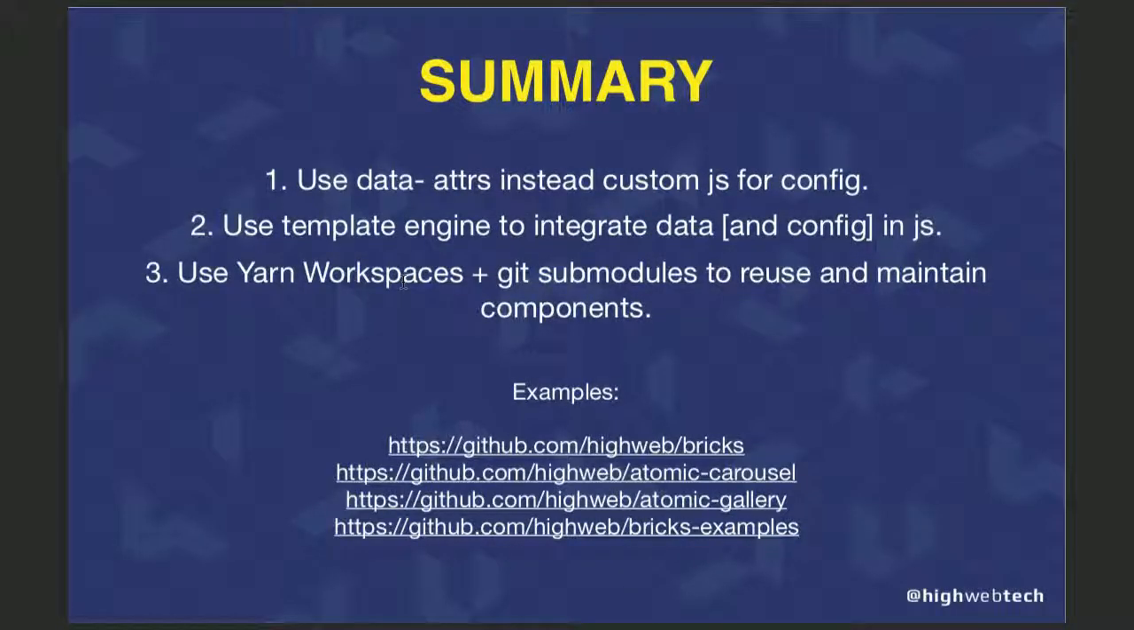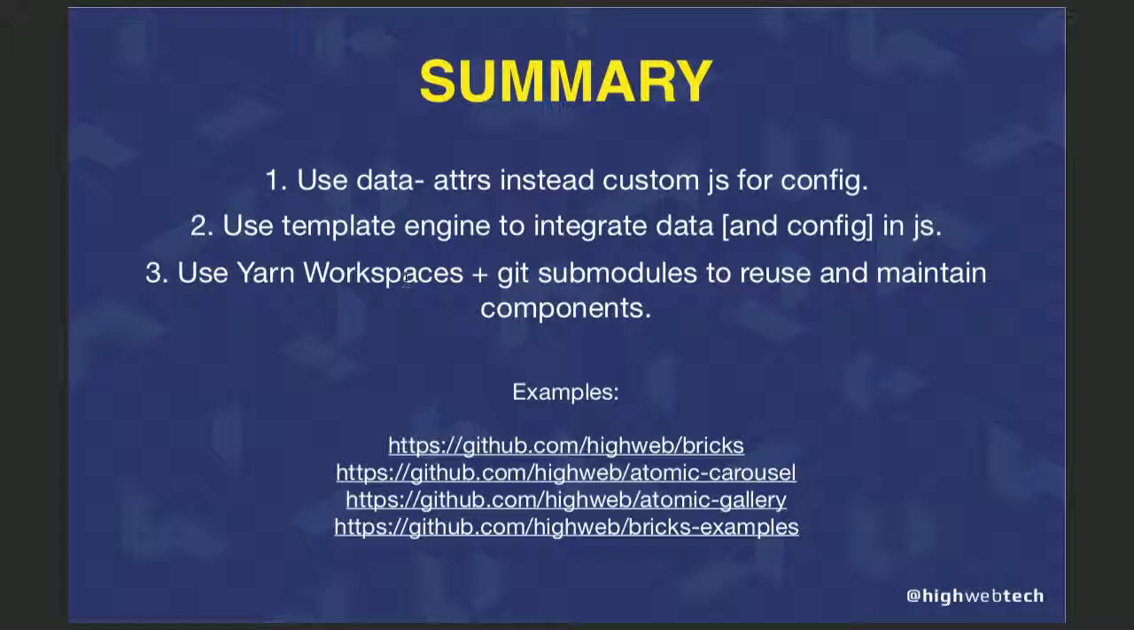So as a summary, let's summarize. I mentioned 3 tips. Let's try to use data attributes instead of writing custom JavaScript as a configuration, so we can reuse and stay flexible and declarative without that much pain. Let's use a template engine to reformat data, to include our components, and also to provide configuration to those components. And finally, let's use Yarn Workspaces together with Git submodules to ship and reuse components between projects, but still be able to maintain them without pain.